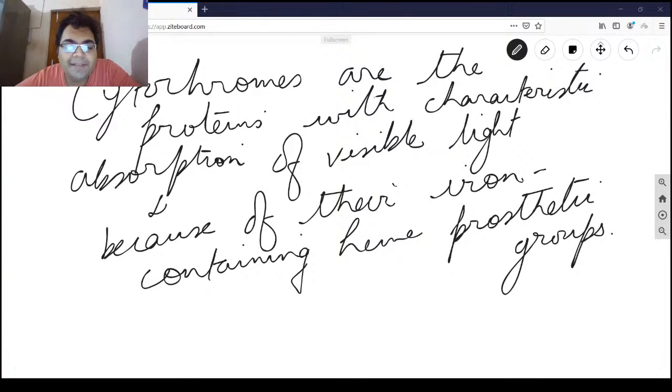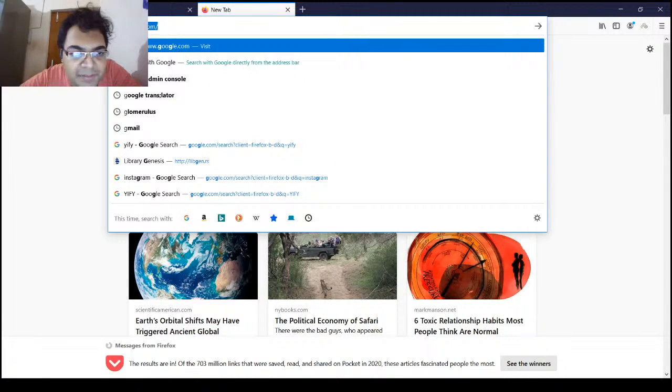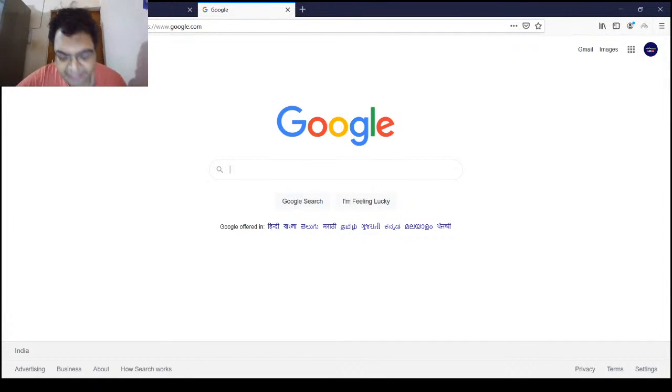Mitochondria contain three classes of cytochromes, cytochrome A, B, and C, which are distinguished by the differences in their light absorption spectra. Each type of cytochrome contains Fe3 plus, and when it accepts an electron, it becomes Fe2 plus. It is reduced and becomes the ferrous form. I'll show you the protoporphyrin ring here. Like that you have the protoporphyrin ring in cytochromes also.